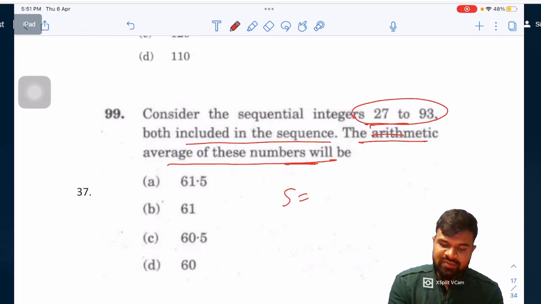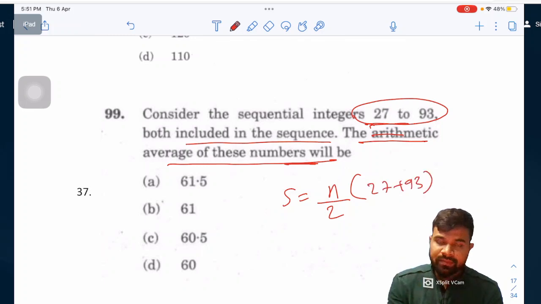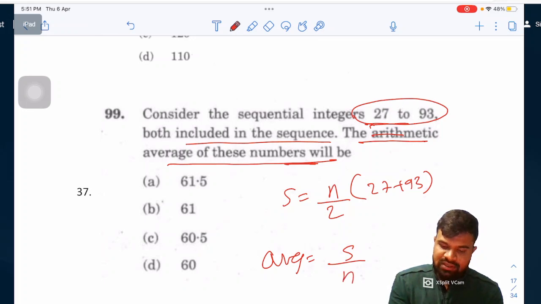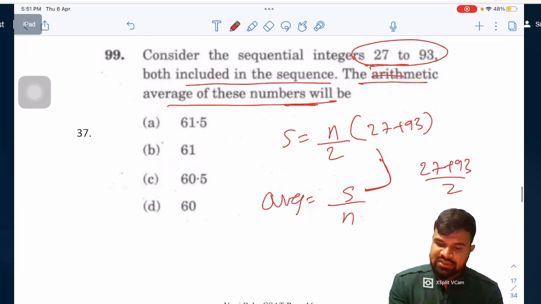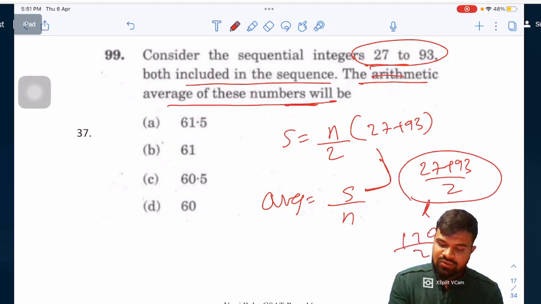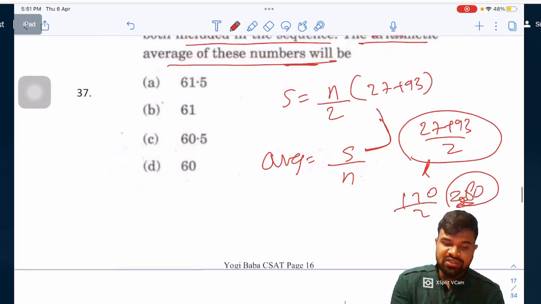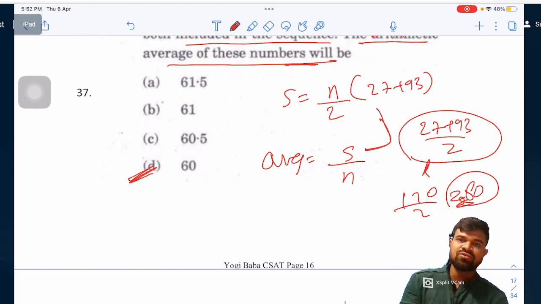The sum of an arithmetic progression is n by 2 into first plus last, 27 plus 93, and the average is sum by number. Based on these two things, the average will be equal to 27 plus 93 by 2, because this n will be cancelled. 27 plus 93 by 2 is 120 by 2, that means 60. So this is a very easy question if you are aware of the concept of AP.